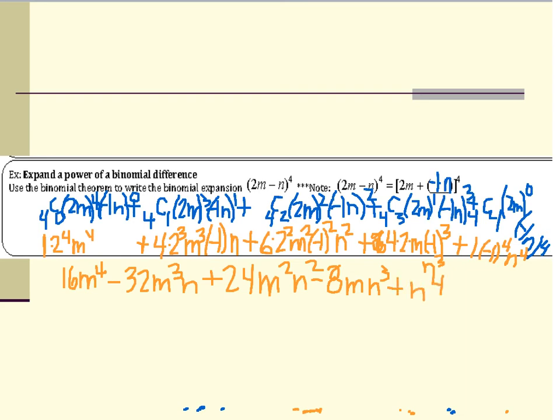So here is your final answer. 16m to the 4th minus 32m to the 3rd times n plus 24m squared n squared minus 8m n to the 3rd plus n to the 4th. So that would take forever to FOIL it out. This is definitely a quicker way, even though it does take a while.